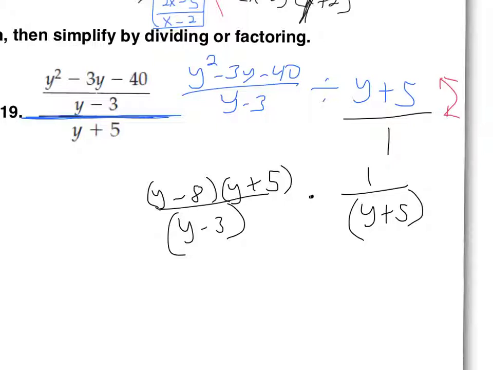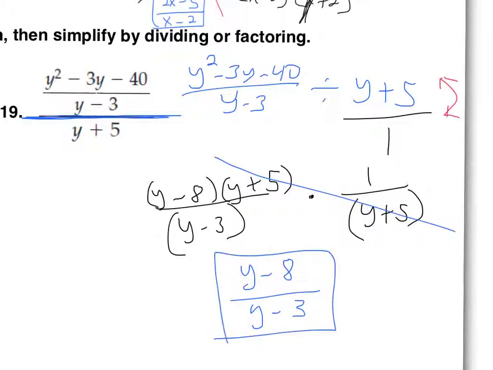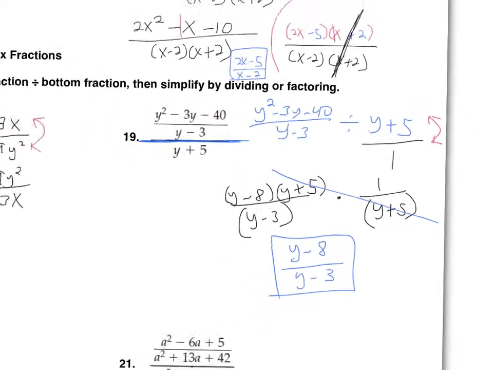All right, now, can we cancel anything? Yes, we can cancel the y plus 5s. All that's remaining is y minus 8 over y minus 3. That's our answer. If you wanted to put a 1 in, because this 1's there, I suppose you could, but this would actually be the best way of answering it, because it's just the most clear.